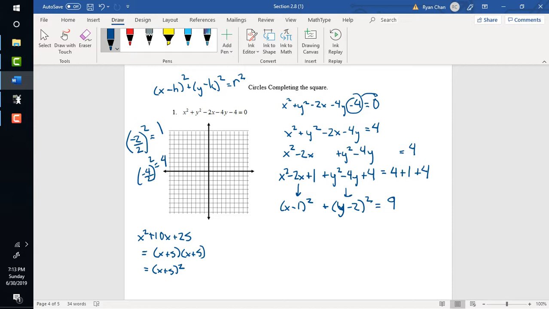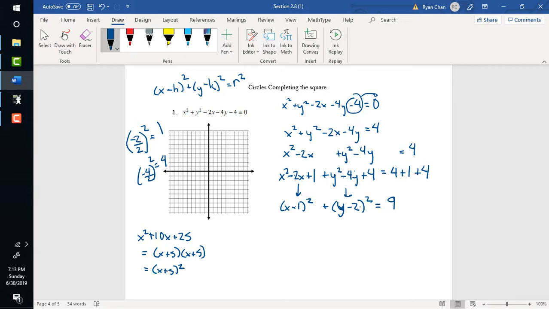Here's a trick. You can take your middle number and divide it by 2, or you can take your end number and take the square root. So let me give you an example. The square root of 1 is 1, and negative 2 divided by 2 is negative 1. The square root of 4 is 2, and negative 4 divided by 2 is negative 2. Now, how do you know when it's positive or negative? You look at the middle term.